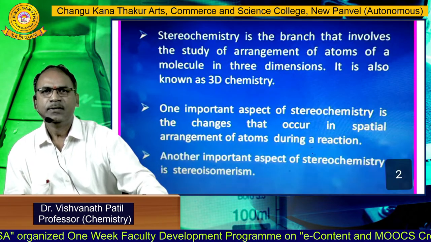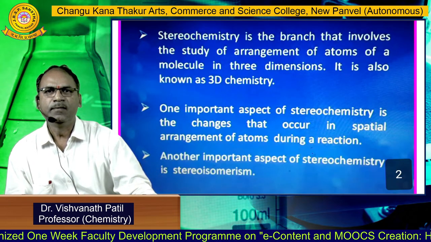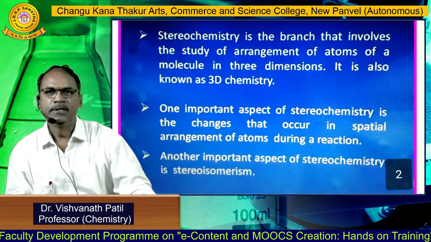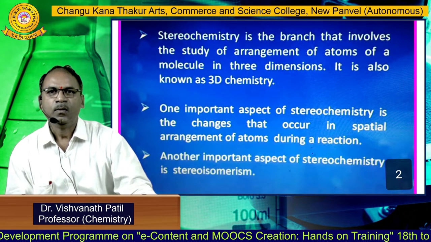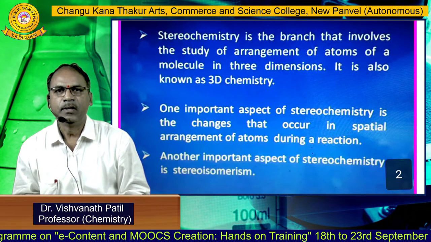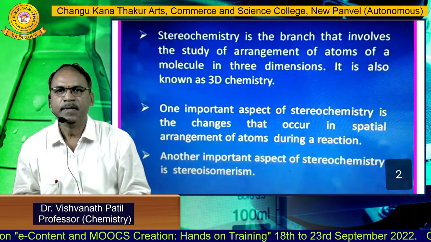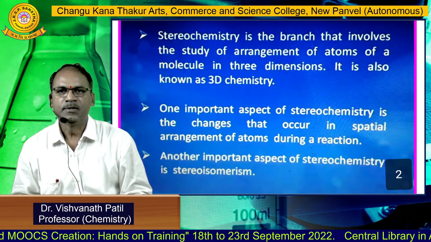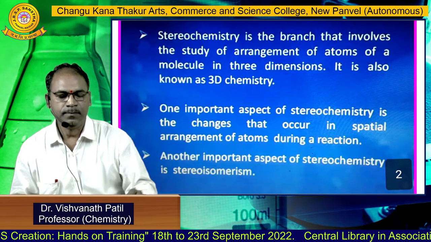Stereochemistry is the branch that involves the study of the arrangement of atoms of molecules in three dimensions. It is also known as 3D structures. One important aspect of stereochemistry is the changes that occur in the spatial arrangement of atoms during reactions. Another important aspect of stereochemistry is stereoisomerism.